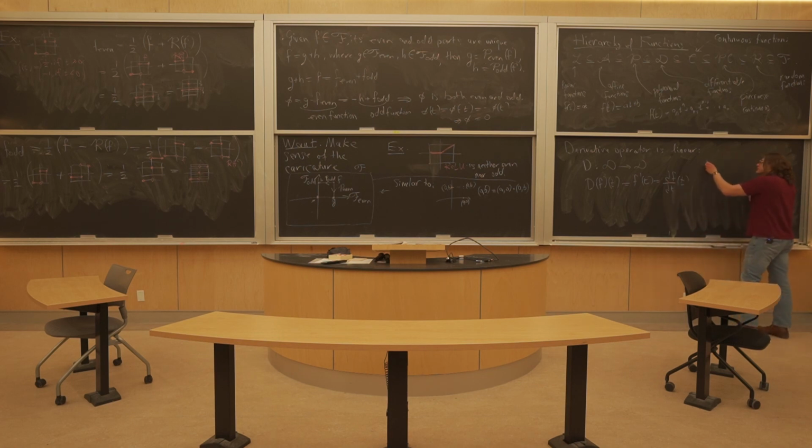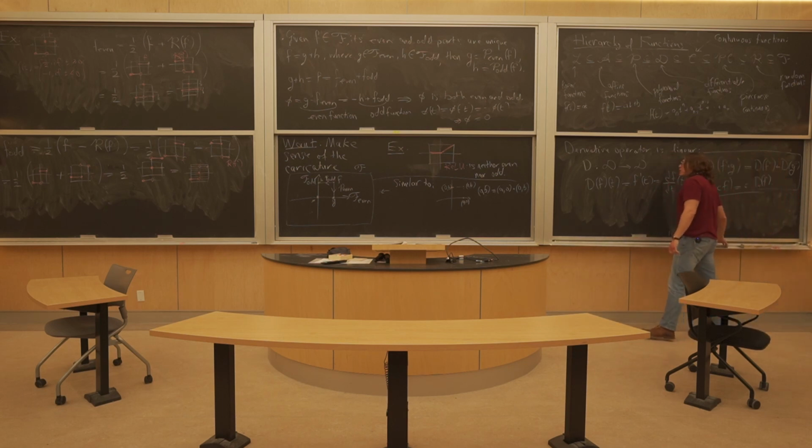And certainly the derivative of the sum of two functions is the same thing as the sum of the derivatives. And if I were to take a scalar and scale this function using the scalar and then differentiate, it's the same thing as first differentiating and then scaling. That is to say, taking the derivative of a function satisfies the two axioms for something to be a linear operator. Okay?